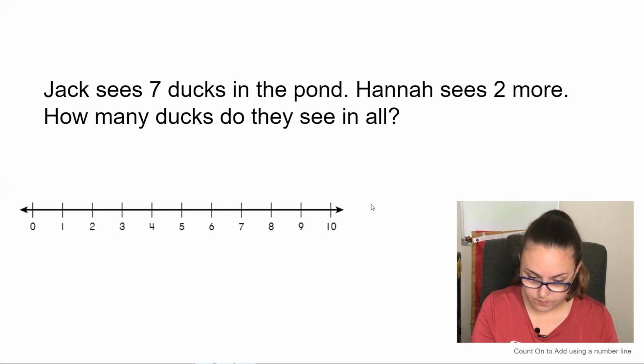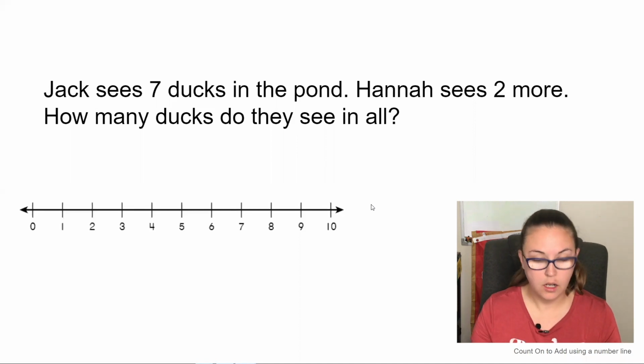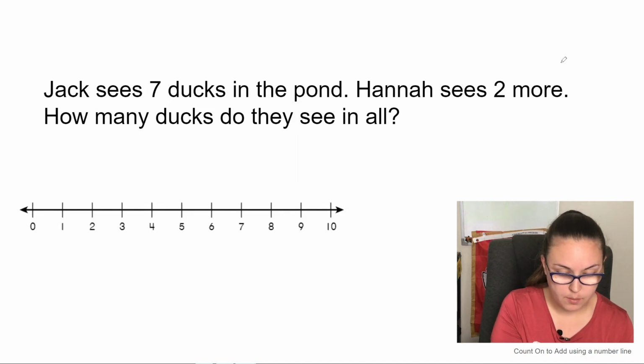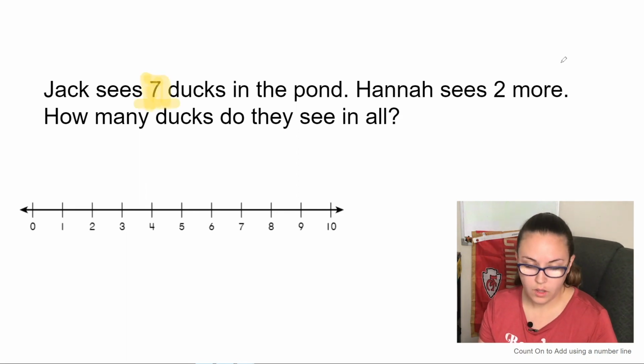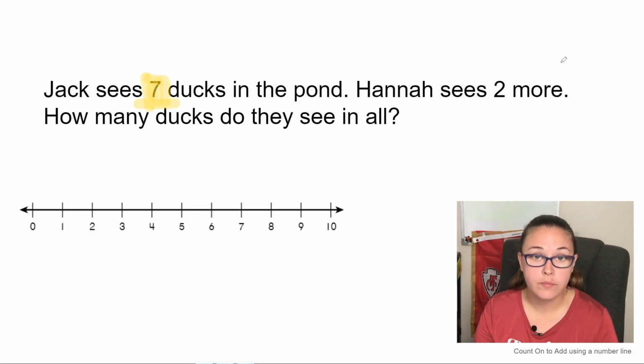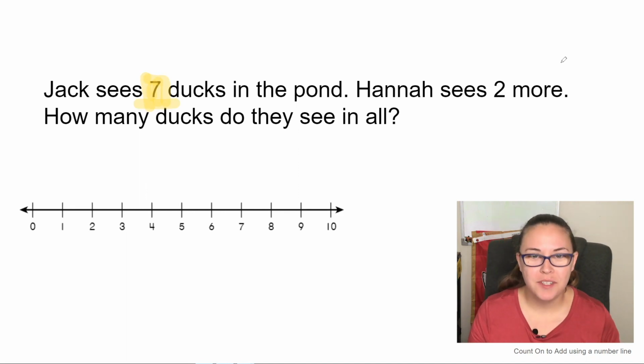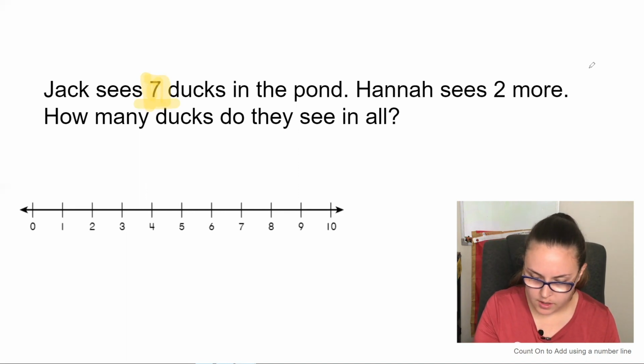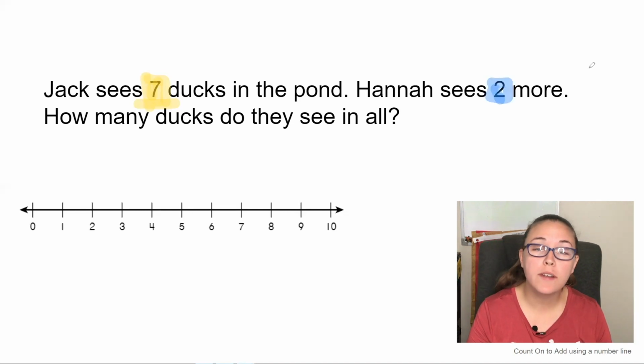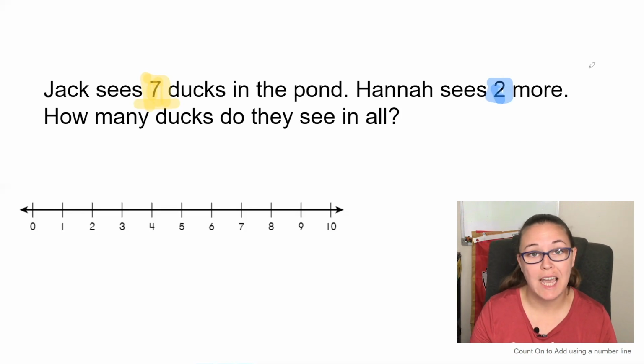and I'm going to highlight a couple different numbers, and I want you to tell me what we're going to do with them. So the first number that I would like to talk about is the number 7. Okay. Jack sees 7 ducks. Why is that an important number? Do you know? Well, let's talk about the other number. Hannah sees 2 more. One of these numbers is where we start, and one of these numbers is how many we need to count on in order to find our sum.